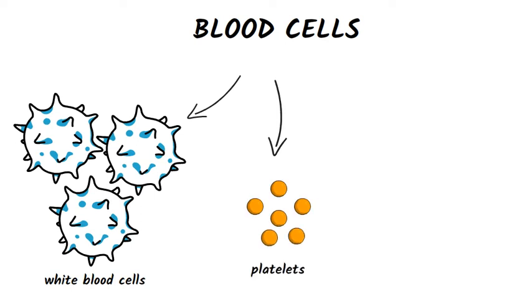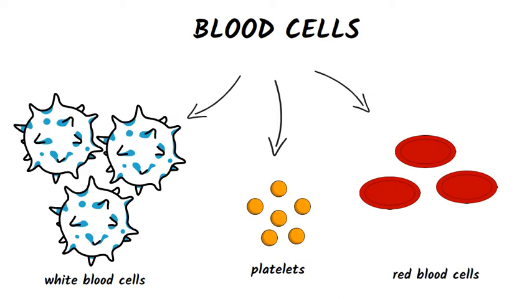The human body makes three types of blood cells: white blood cells to fight infections, platelets to help the blood clot, and red blood cells, also called erythrocytes, to carry the respiratory gases, oxygen from the lungs to the body's tissues, and carbon dioxide from the tissues back to the lungs.